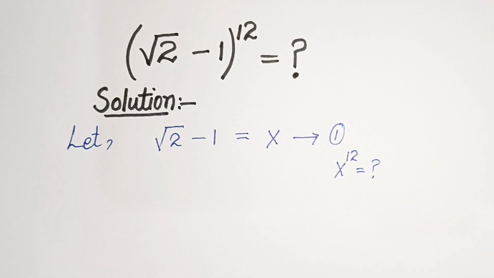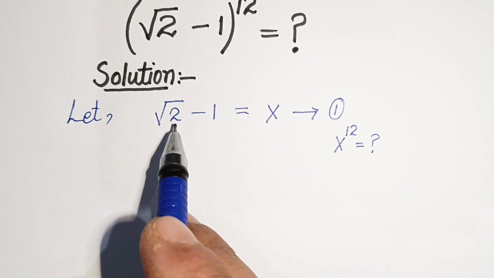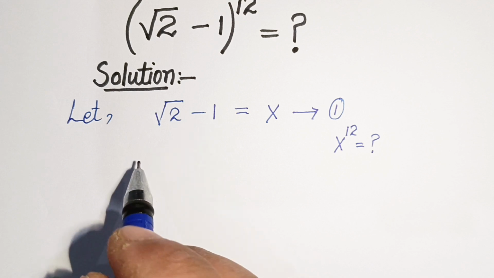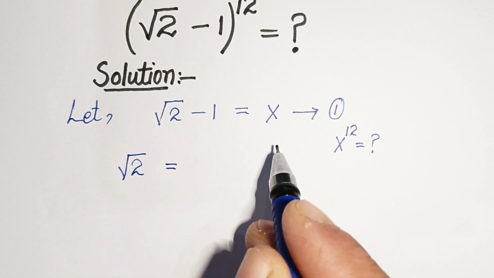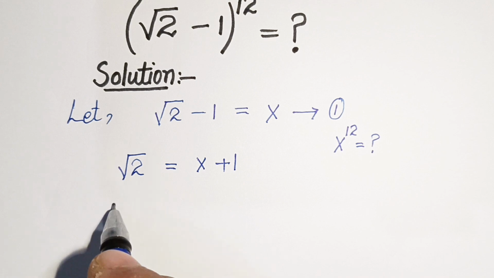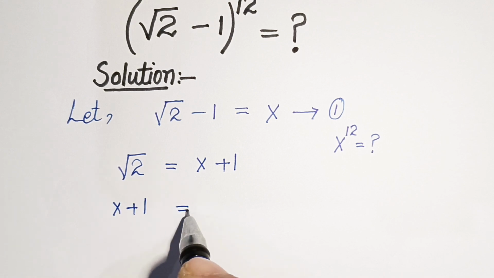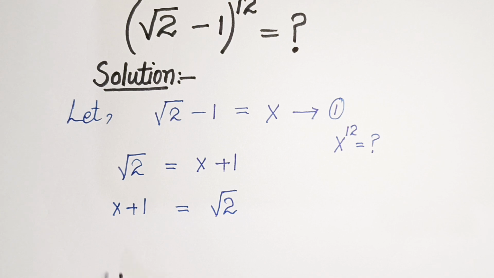For this purpose we write x is equal to square root 2 minus 1, which can also be written as, if we shift this minus 1 to our right hand side, x plus 1. Now x plus 1 is equal to square root of 2. Here we are going to take square on both hand sides. So taking square, we get x plus 1 whole squared is equal to square root of 2 whole squared.